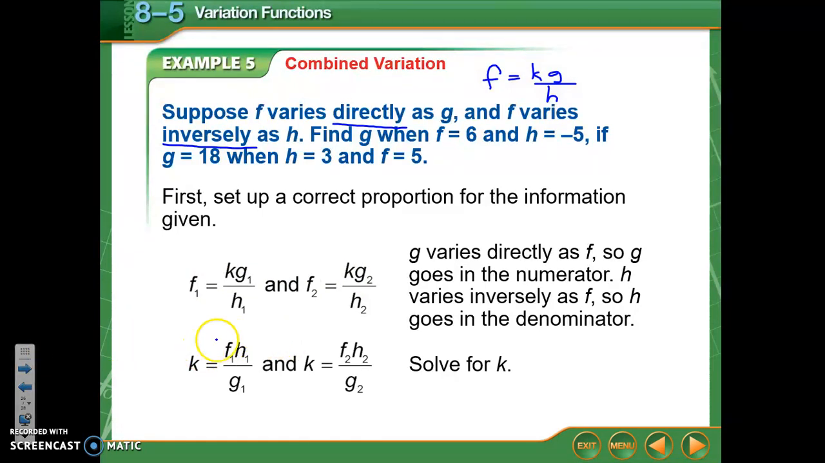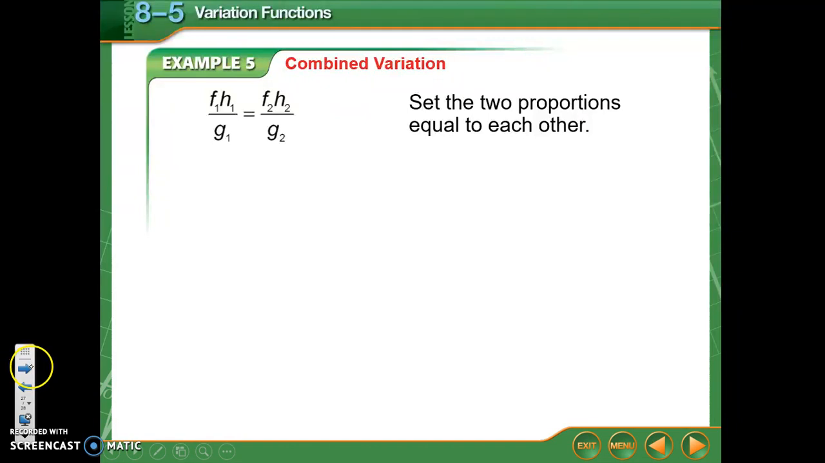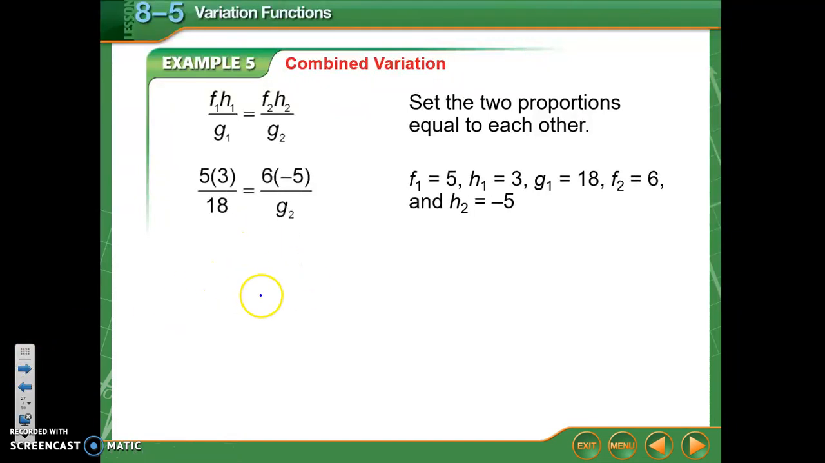So we would solve both of those for K and then set them equal to each other if you're going to set up a proportion. So if you're going to set up a proportion, you solve them both for K because K has to be the same for all of the information in this problem and set them equal. And then we just go ahead and plug in the information that we need, okay?